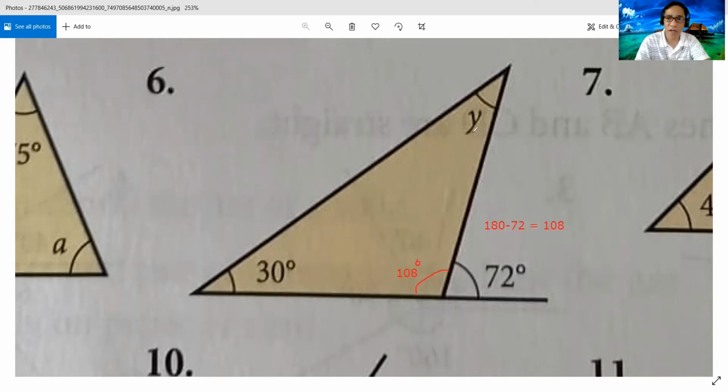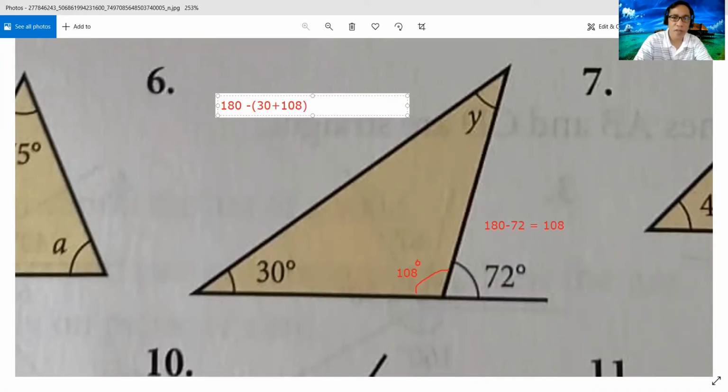Now you can find angle Y, which is 180 minus the sum of these two angles, and that is 30 plus 108. So 180 minus, what is the sum of 30 and 108? That is 138. And 180 minus 138 is 42. So therefore, angle Y is equal to 42 degrees.